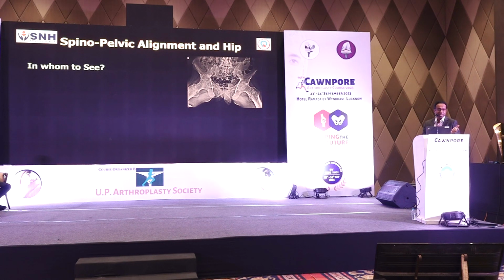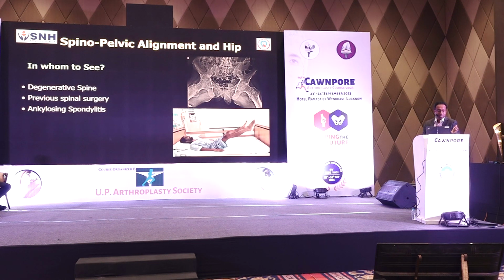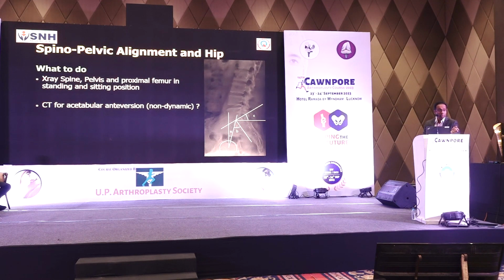Who are those patients? This is not to be anticipated in each and every patient. It's not that big a problem. But in certain patients, with degenerative spine, previous spinal surgeries, or ankylosing spondylitis, in which the spinal biomechanics is deranged, you should have a threshold to look for this kind of problem. What do you do, and how?